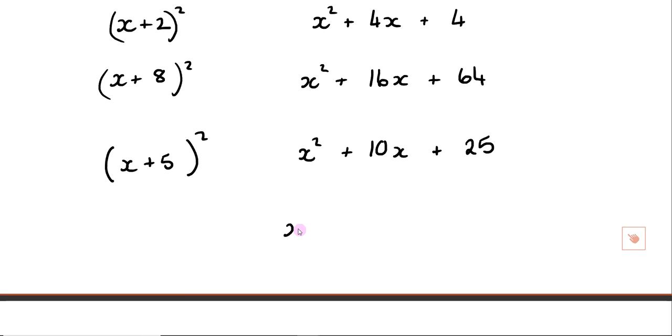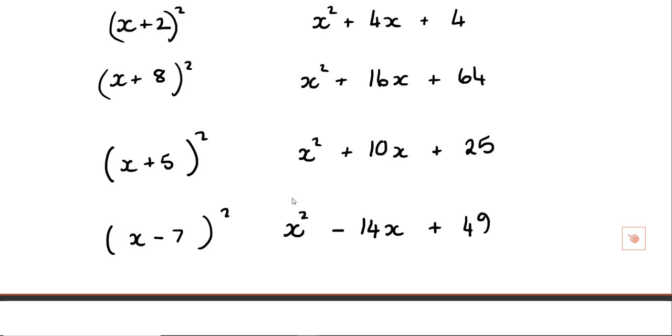Okay, one more before we move on. So finish this one: x squared minus 14x plus 49. And in the brackets, the factorised form? x minus 7, x minus 7 squared.